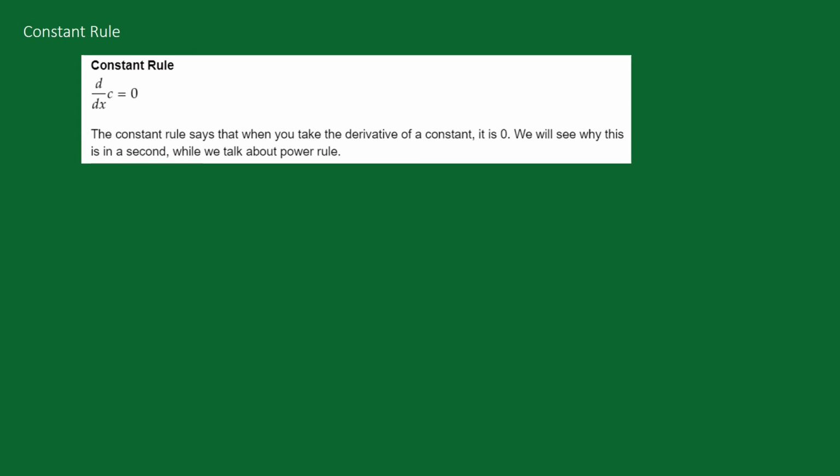Okay, so the first rule we're going to talk about is the constant rule. Basically, if you take the derivative of a constant, that's going to equal 0. We'll see why in a second when we talk about the power rule, but just know, for example, if you had the derivative of 2,536, that's just going to be 0. It doesn't matter if it's a number that doesn't have any variables attached to it, it's going to be 0.